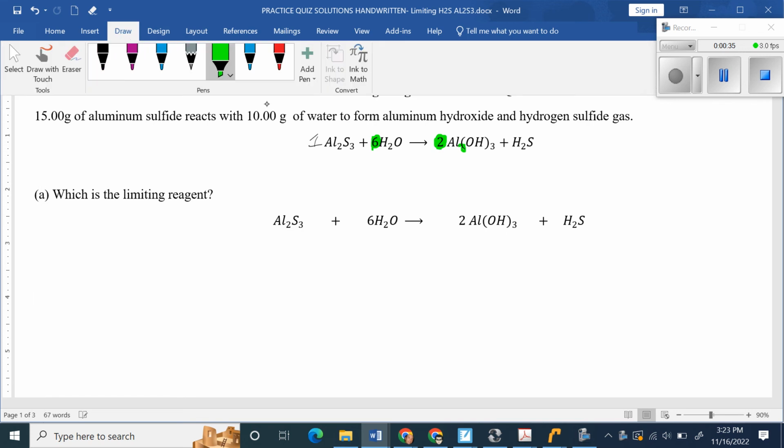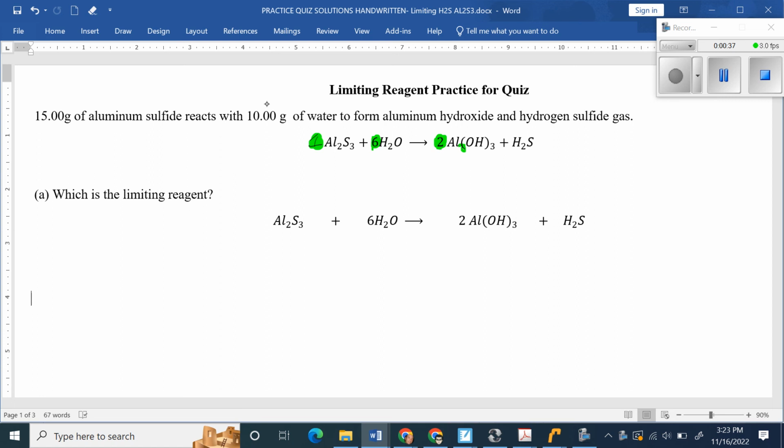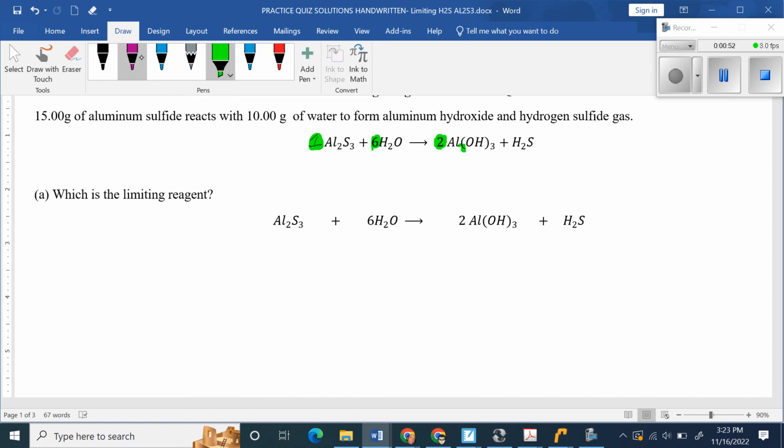So pay attention to the coefficients that are used in these problems, right? So we have a 1 to 6 to 2 to 1 ratio of the reactants and the products, right? So those are the molar ratios. Okay, so let's solve this problem.